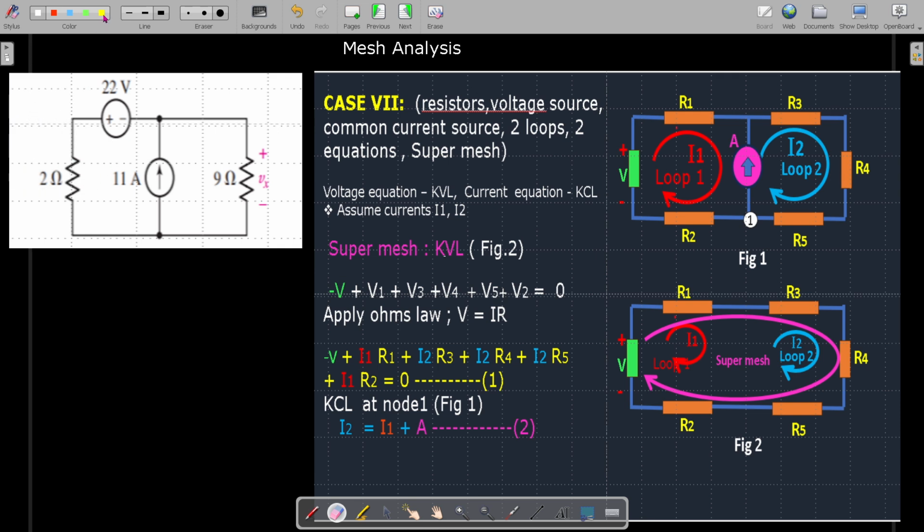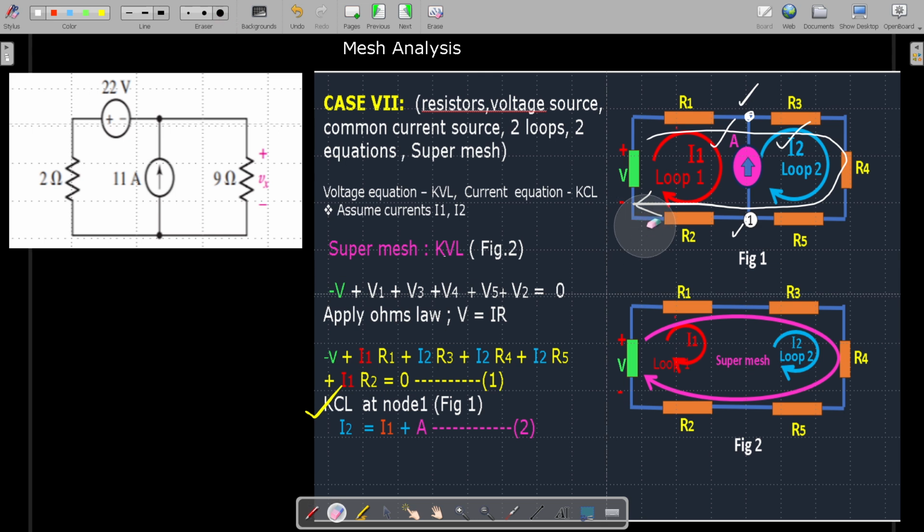The second step is to apply KCL at node 1. This current source is connected to this node as well as to this node. So either you can take this node or you can take this node; any node you can take. But the thing is that particular node should be common to this loop as well as this loop, because combining these two loops only we have formed the super mesh.